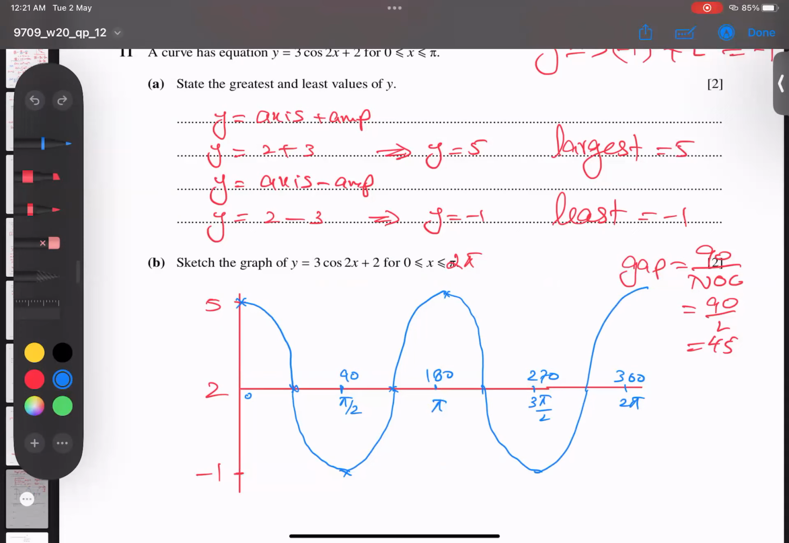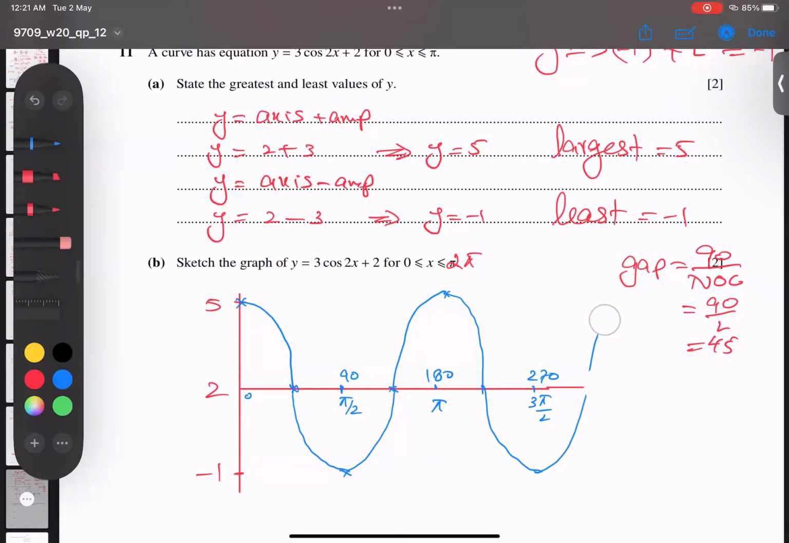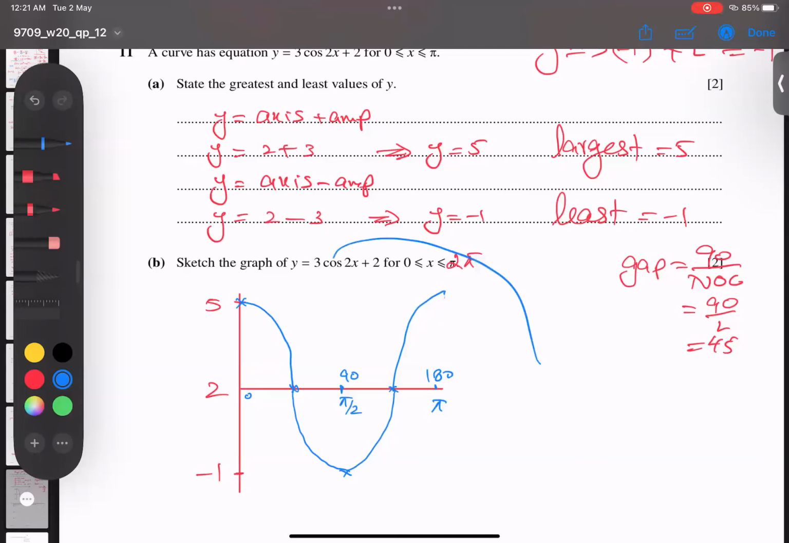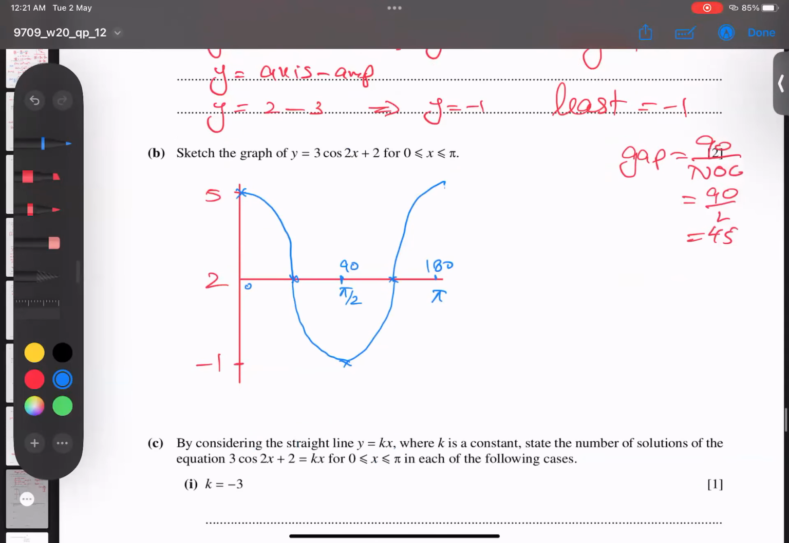Because he's not asking us to make it full, I will erase the remaining part. This is not our requirement. So we will erase till pi. I hope you got the point very clearly. So we have 1 cycle. Normally we have 2 cycles, but due to this pi, I will get only 1 cycle. Okay, I hope all the points are very clear.